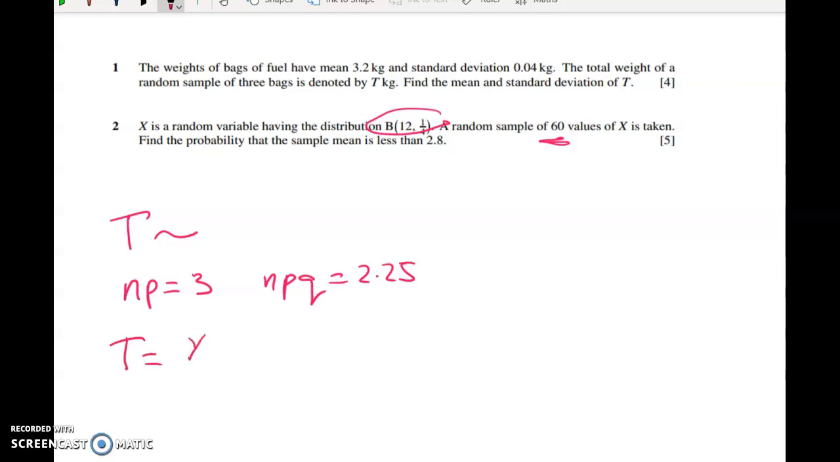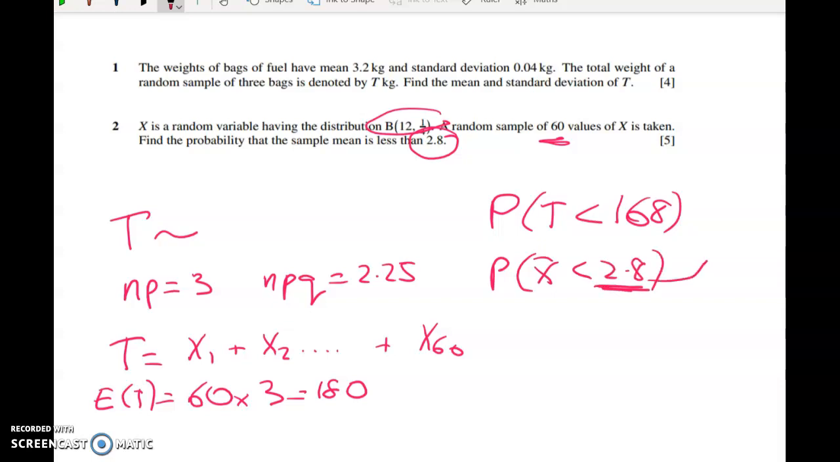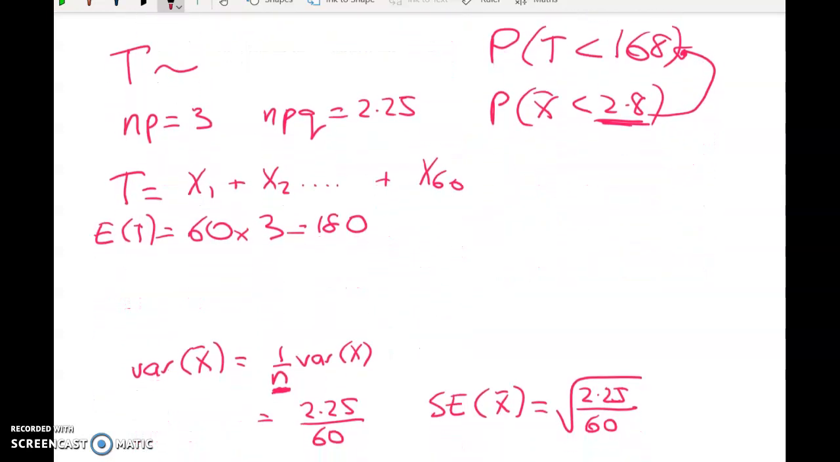So T here is your 60 goes. And the expected value of the total is going to be 60 times 3, which is 180. And so instead of working with the probability that the sample mean is less than 2.8, we could work with the probability that the total number of heads or tails or whatever it is less than 168. Okay, so before we had the probability that x bar is less than 2.8, that translates to having a total number of successes of 168. So let's play around with that and see if it works out to be the same.